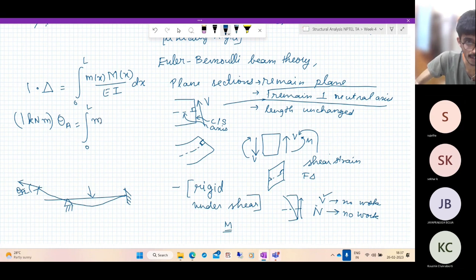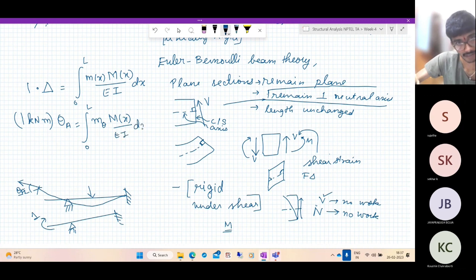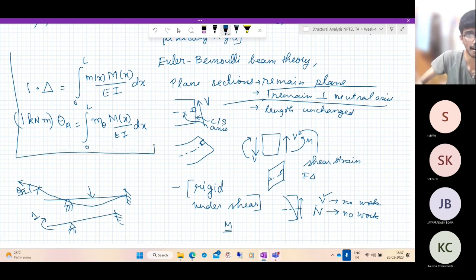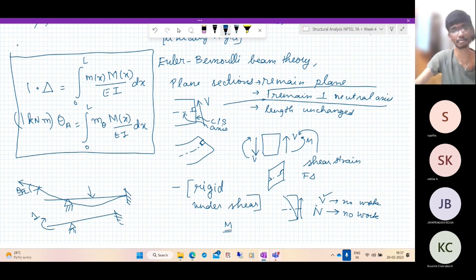Only thing is you need to find the internal virtual moments caused by this external moment, small, say 1, acting on the real internal rotations. So these two summarize whatever is required for finding the displacements, deflections and rotations by using the unit load method for beams.